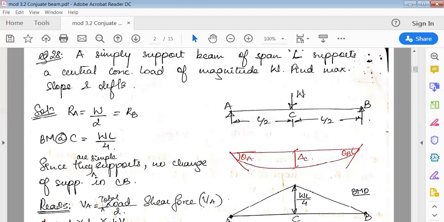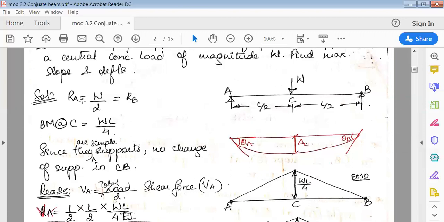It's like 1W acting downward. To stop this 1W, there are two forces acting upward, that is half W upward, half W upward. So when you add this, this becomes 1W upward. So 1W upward, 1W downward, the beam is in equilibrium. All right. So the reactions at A, RA and RB, are W by 2.